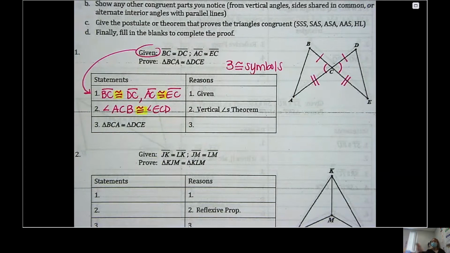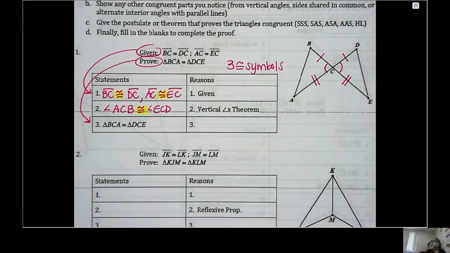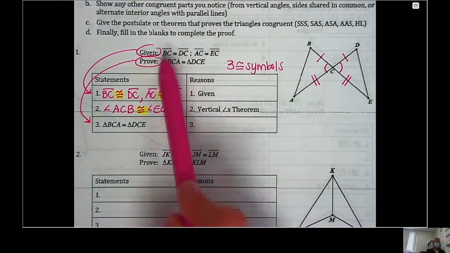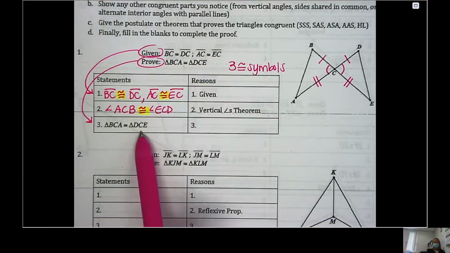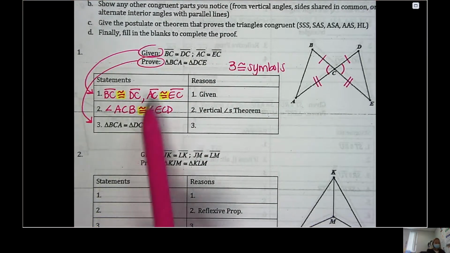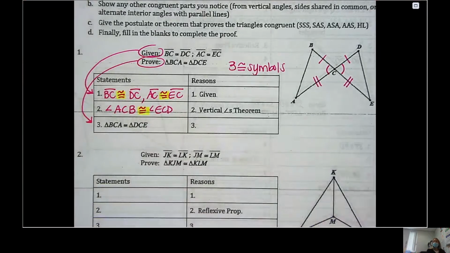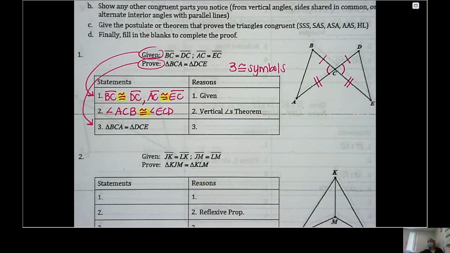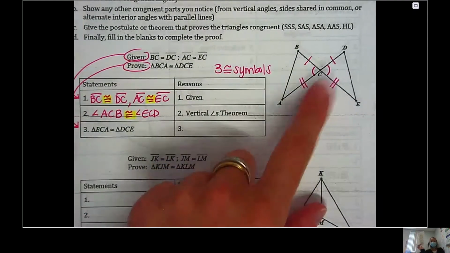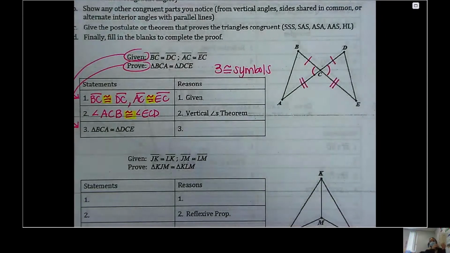Once you have 3, you can go on to your final statement. Your final statement will always be the proof. Okay, so your first statement's the given, your last statement is the proof. Here's my last statement. Now, I have to decide, how do I know that these 2 triangles are congruent? So I'm going to look at my foldable here. Which theorem says these 2 triangles are congruent?